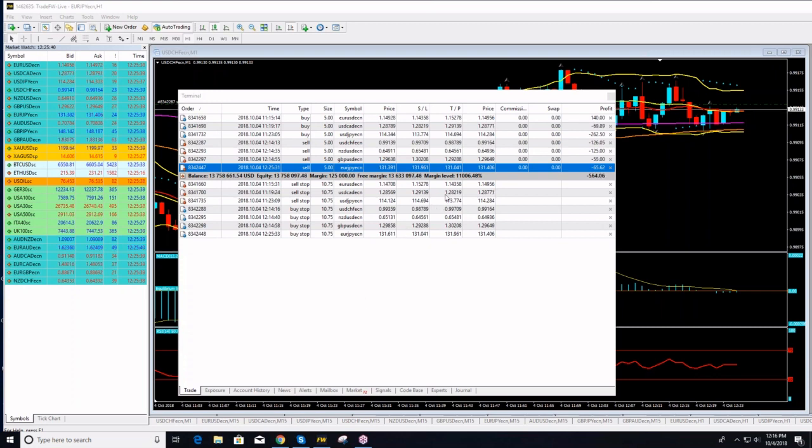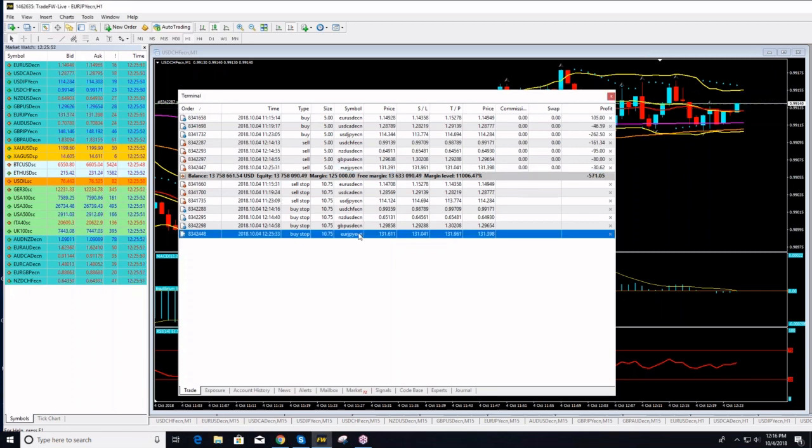My stop loss is at 131.961 and my take profit at 131.041. I have placed also a buy stop order, and the triggering price, and this is very important, of the buy stop order is at 131.611. And I just reverse the TPs and the stop losses.